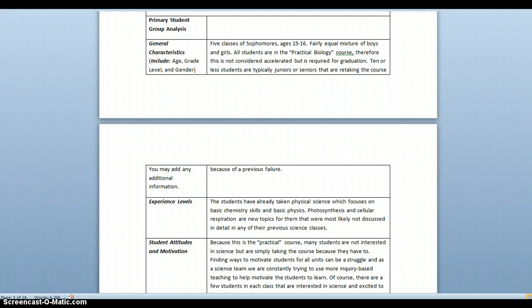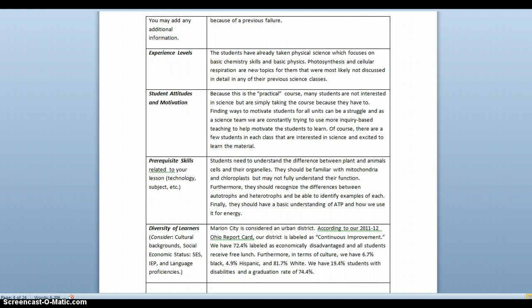The typical students I have for this particular class and would have this unit are sophomores between the ages of 15 and 16. Typically I have close to an equal mixture of boys and girls in the class. They're all in the practical biology course, which is a course that's not accelerated, but it is required for graduation. I do typically have a couple students that are either juniors or seniors that are retaking the course. The students should have taken physical science already, so they do have some basic skills in science, but they should not have gone over photosynthesis or cellular respiration just yet.